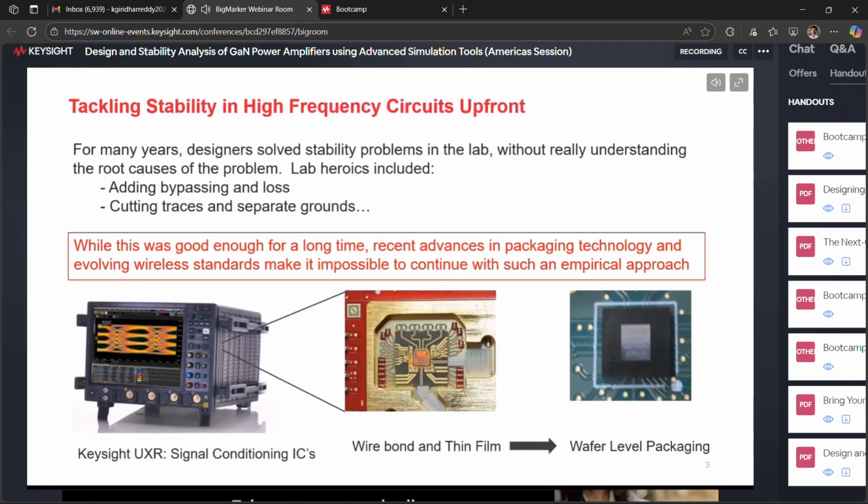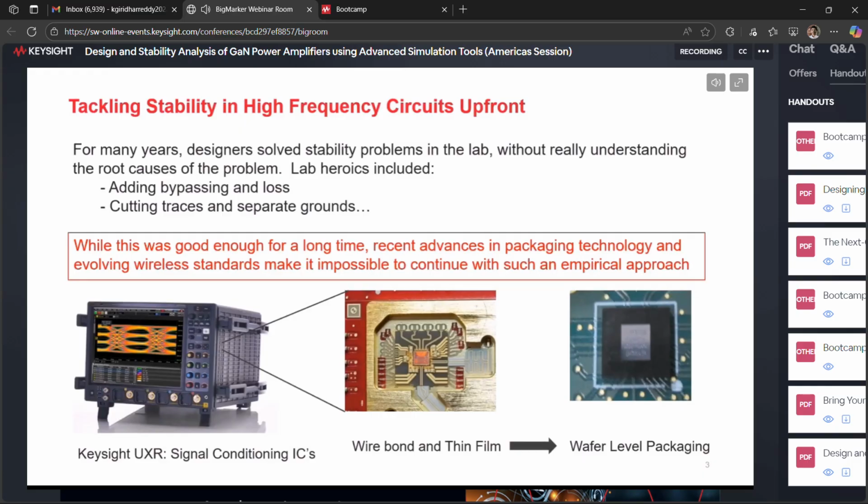Okay, so first I just want to frame the problem. For many years, if you look at the way stability was handled, essentially, we would do a design, we'd get a part back in the lab, and it would be unstable. And then the RF engineers would go through the process of fixing it. So they'd go into the lab, they'd change components, they would shave transmission lines, do anything they could to stabilize their circuits. This was all pretty standard.